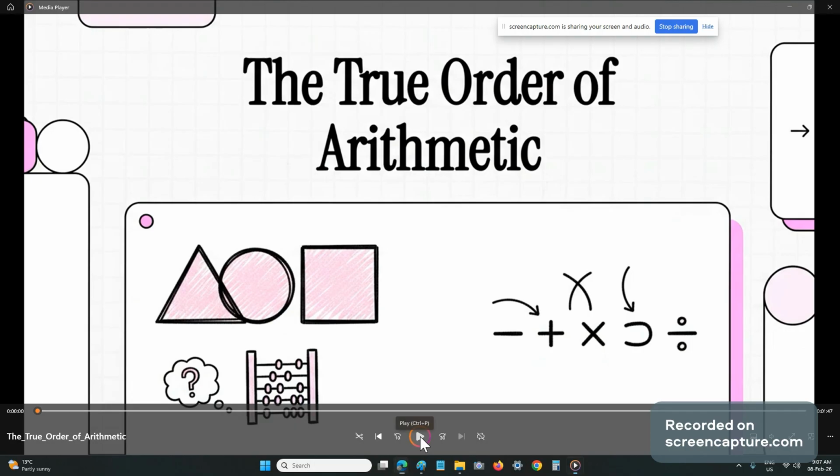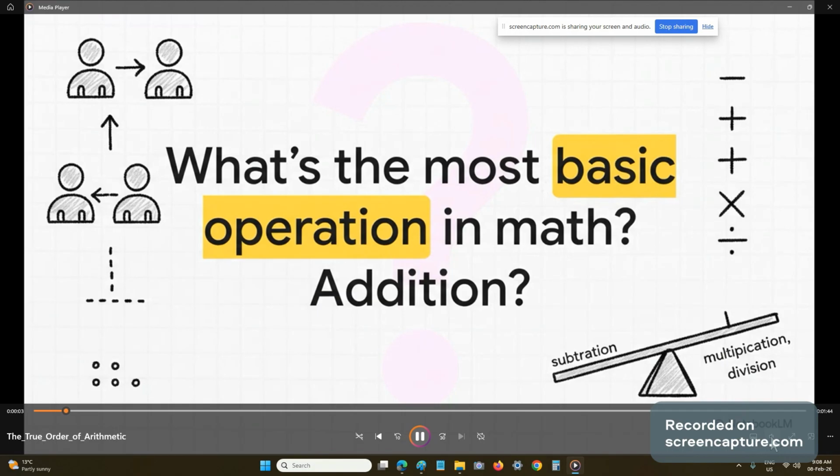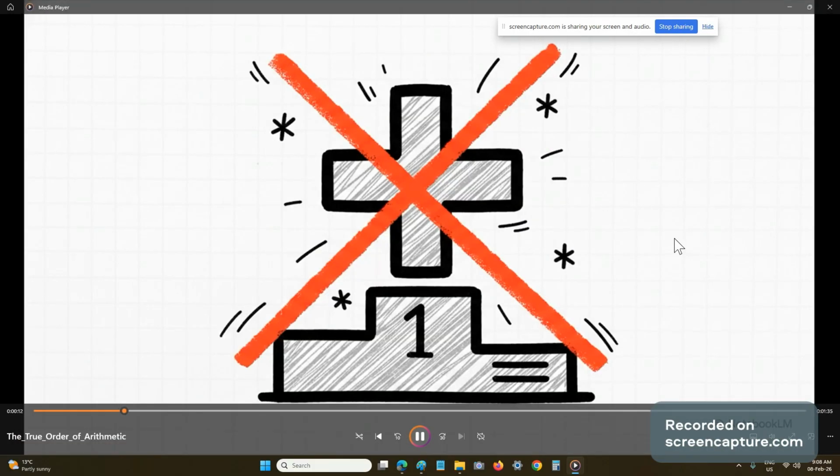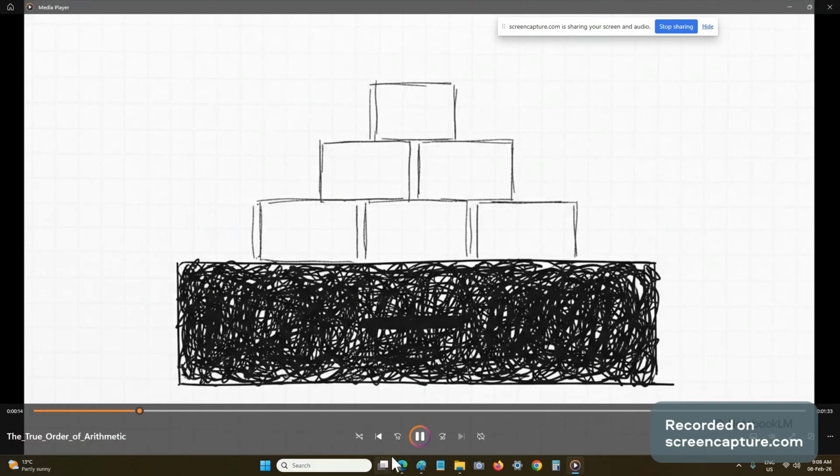All right, let's challenge something you probably learned in first grade math. What's the most basic operation in math? You're thinking addition, right? Well, what if that's all wrong? Because according to this way of thinking, addition isn't the starting line at all. Nope. The true foundation, the most basic operation, is actually subtraction.